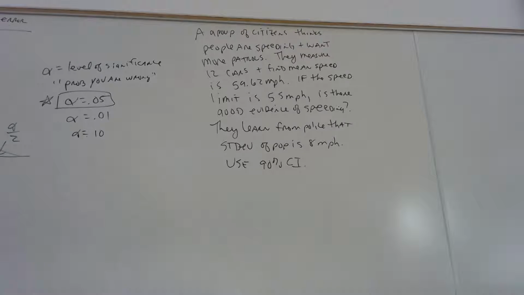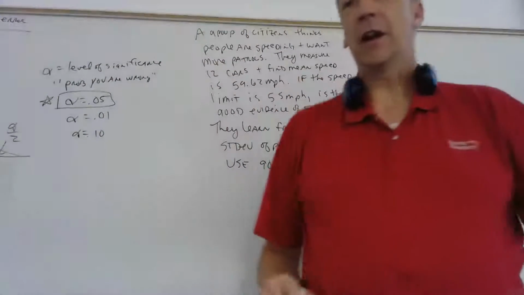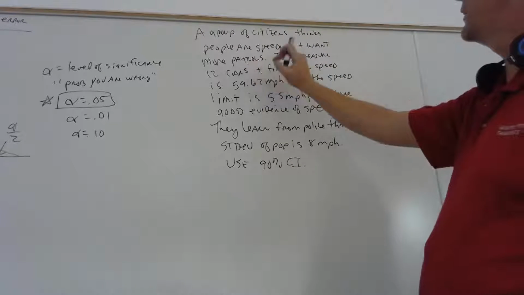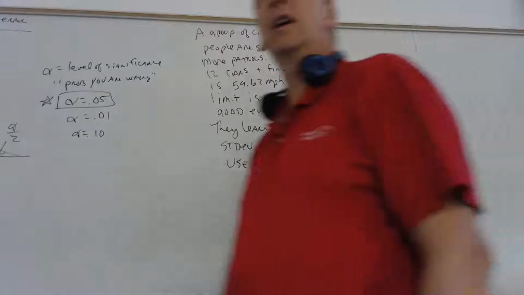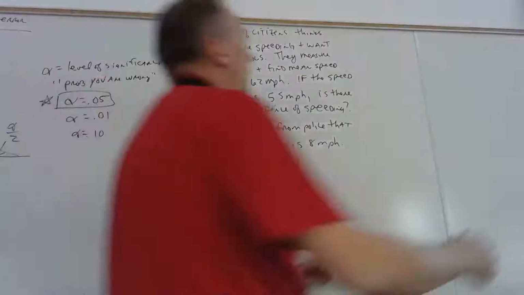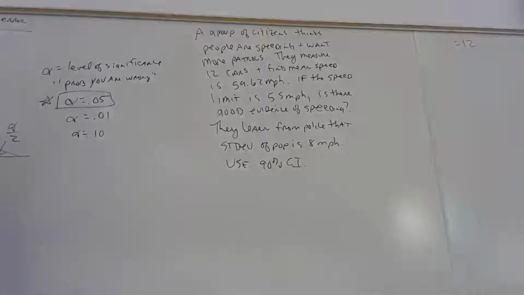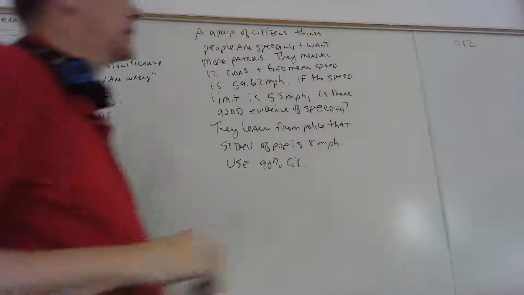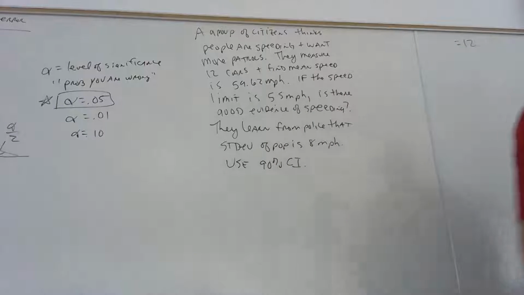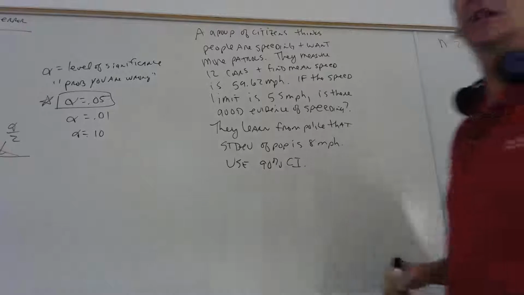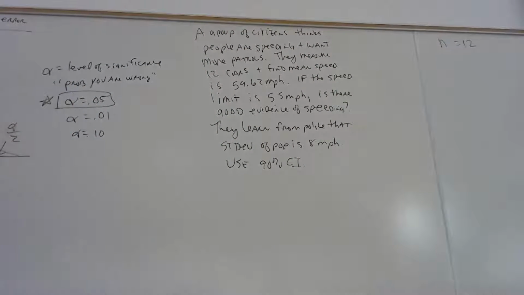So the first thing we might want to do is go through and figure out any important numbers. If citizens think people are speeding, they want more patrols. They measure 12 cars. What's 12? Isn't that our sample size? What letter do we use for our sample size? It's n, right? n for sample size. It's important to get these letters right. If you can get these letters right, this formula will be super easy. And if you get the letters wrong, it's going to be very hard.